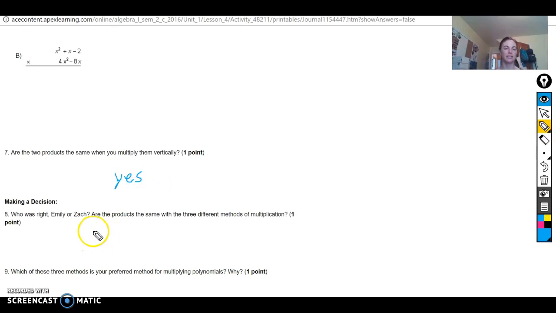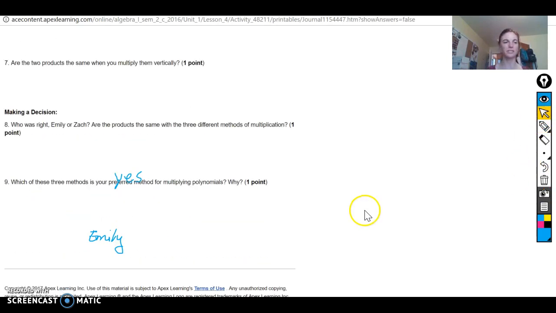Okay, and it looks like Emily is correct. And then the last question, I think it's the last question, number 9, is you get to state your preferred method of multiplying polynomials, and then just be sure to tell me why. So there's no right or wrong answer here. I just want to know your preferred method and why.